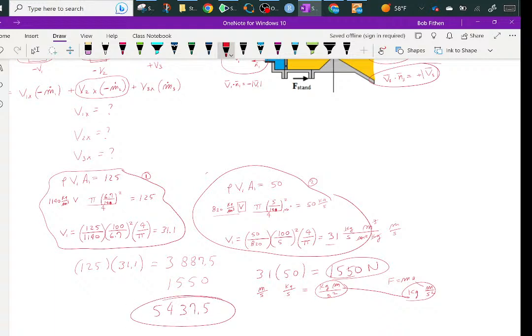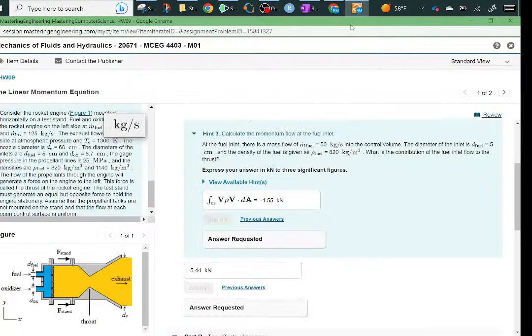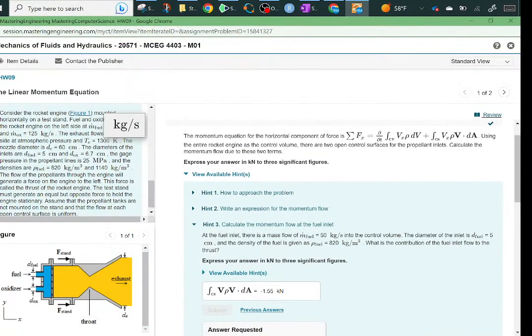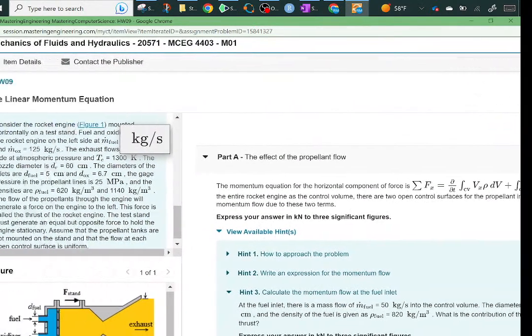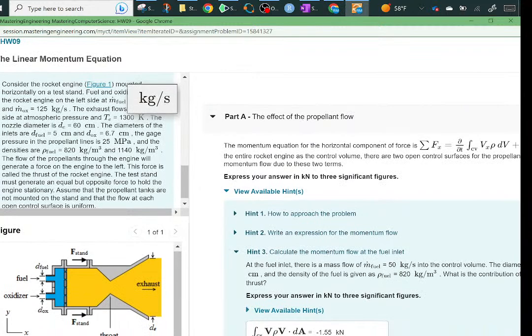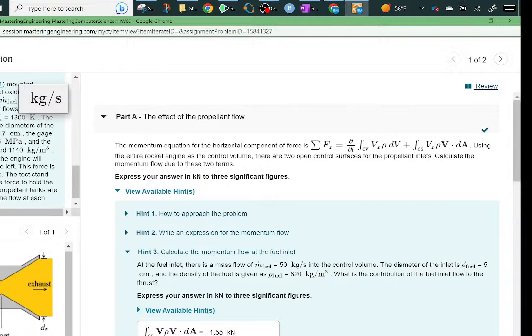I did not. I just got focused on this one. So that's what confused me when he used the word both. He used the effect of the propellant flow. So I guess yes, the oxidizer and the fuel could both be combined. Okay, I didn't read it very well, so I goofed that one.